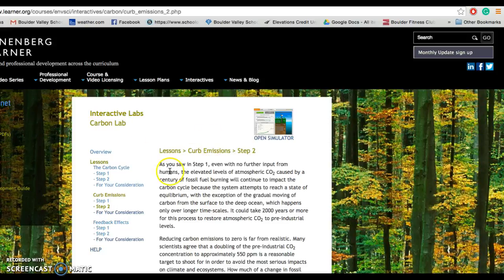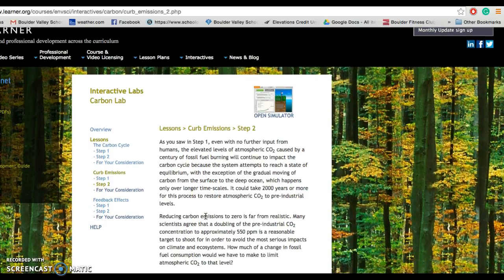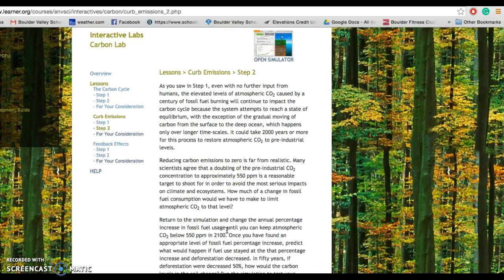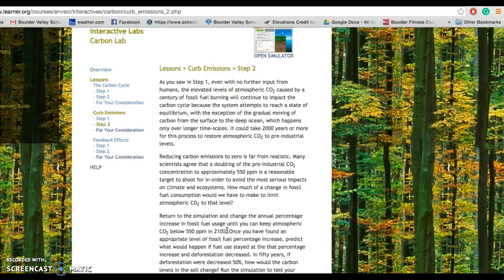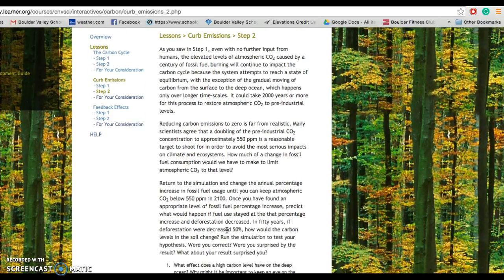Okay, so you're going to discover that in step 1, even with no further input from humans, there's still a little more carbon dioxide in the atmosphere. It's going to take the Earth quite a while to work that out. So instead, we're going to see if we can figure out something different. We're going to see if we can keep our parts per million of CO2 in the atmosphere to below 550 parts per million in 2100.